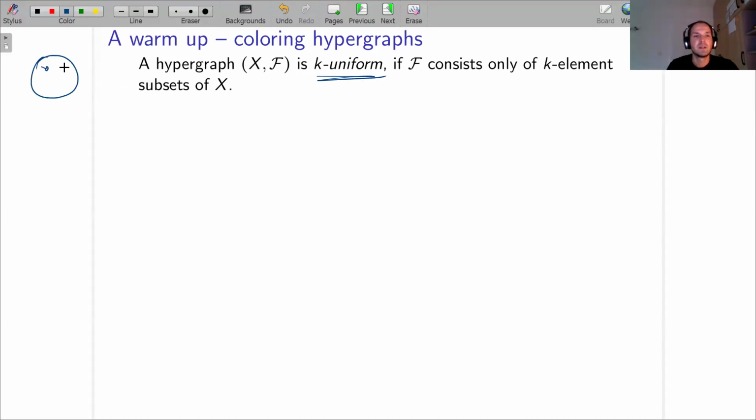So for example, if you have this hypergraph, okay, I'll draw one more, it is 4-uniform. Each of the sets has cardinality 4. That means 4-uniform.